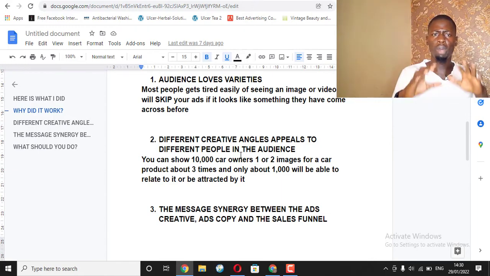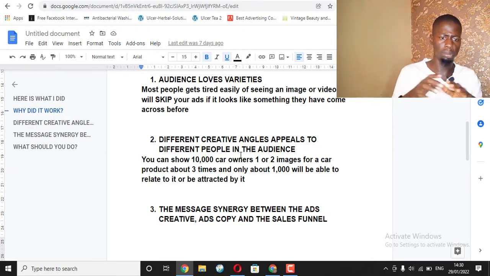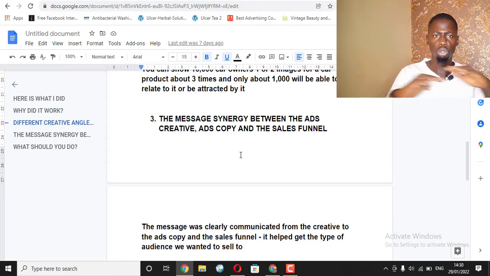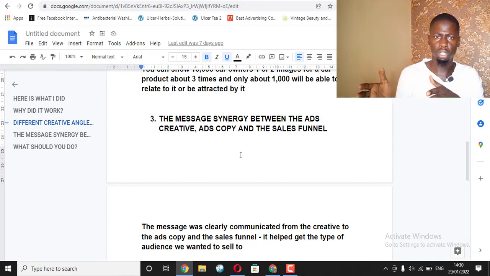Now, the third reason I think this actually works is the message synergy, the message synchronization between the ads creative, the ads copy, and the sales funnel. There was congruency. The message synergy between the ads creative, the ads copy, and the sales funnel was another reason why this works.